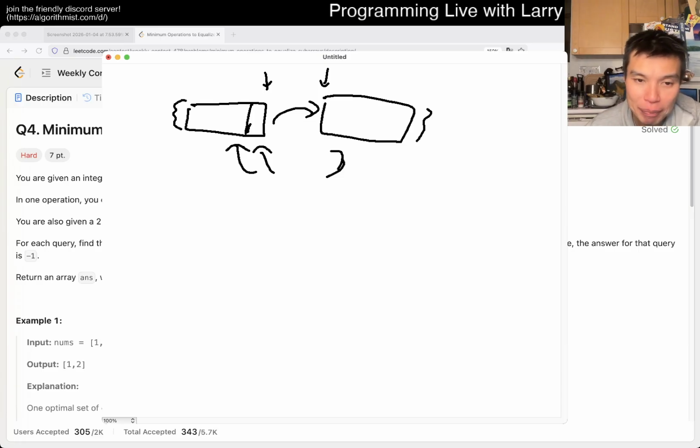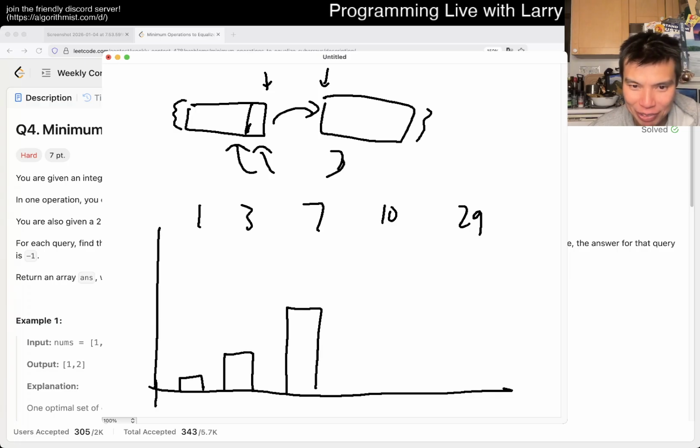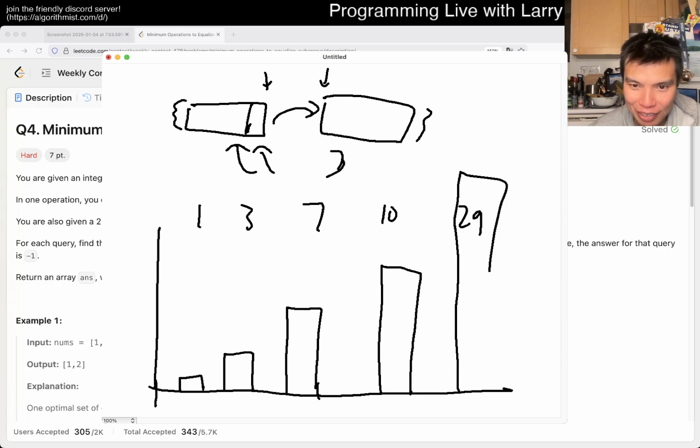Given a median, the way that I think about this is very visual. Let's say you have 1, 3, 7, 10, 29, I don't know. Then I think about it as a graph, or a bar graph, if you will. You have 1, maybe 3. They're not drawn to scale because I don't have enough room for 29, but you get the idea. And then we know what the median is.